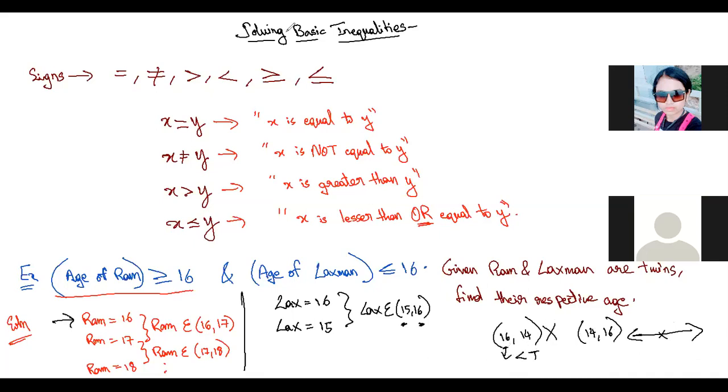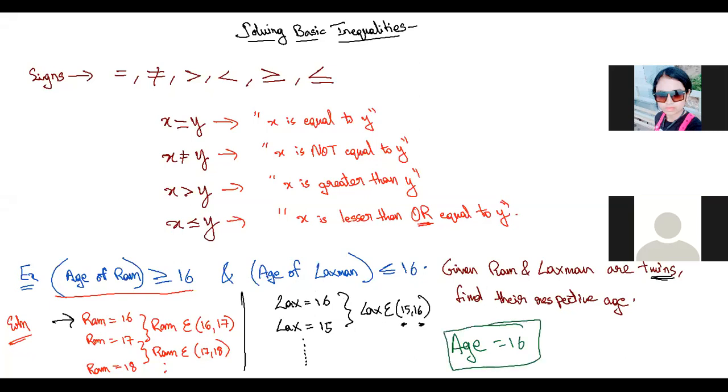Okay. So on and so forth. These are the ages which Lakshman can take. But now it is said that both of them are twins. So both of them are supposed to have the same age. So there is only one possibility, because Ram's age is either 16 or it is something greater than 16. Lakshman's age is 16 or it is lesser than 16. So there is only one common age. What is that common age? That is 16. Right. Now imagine what is the importance of this sign.